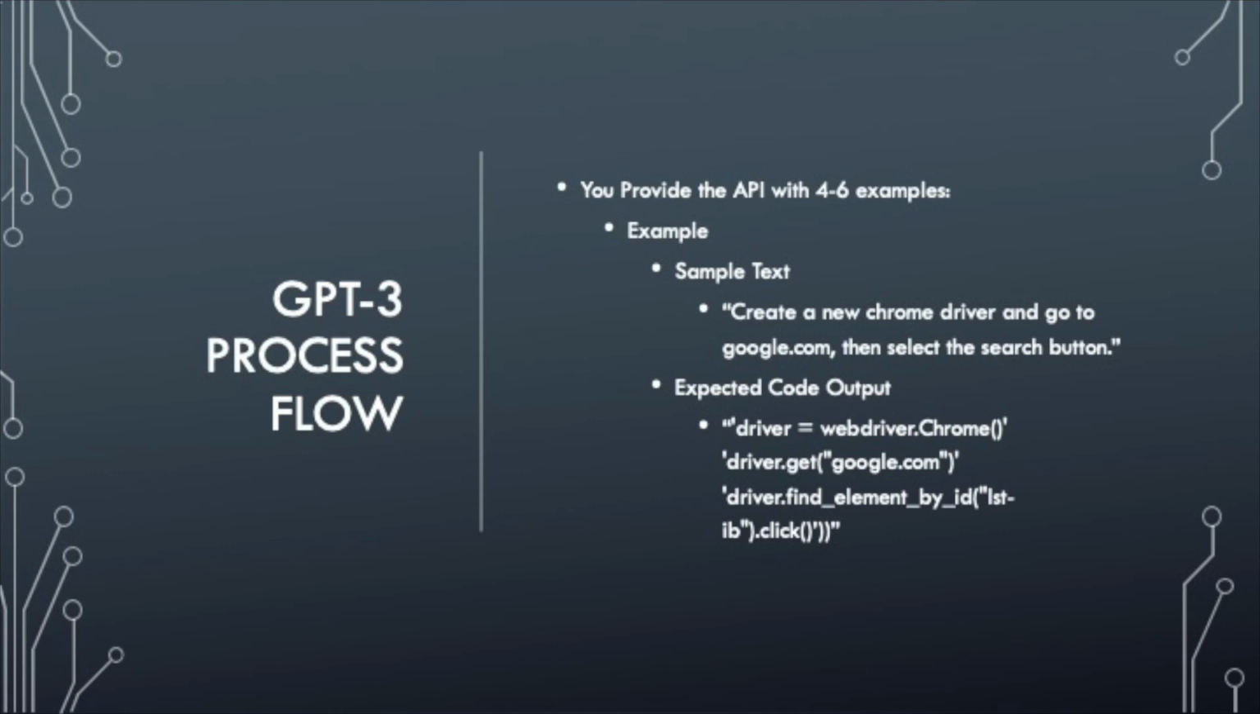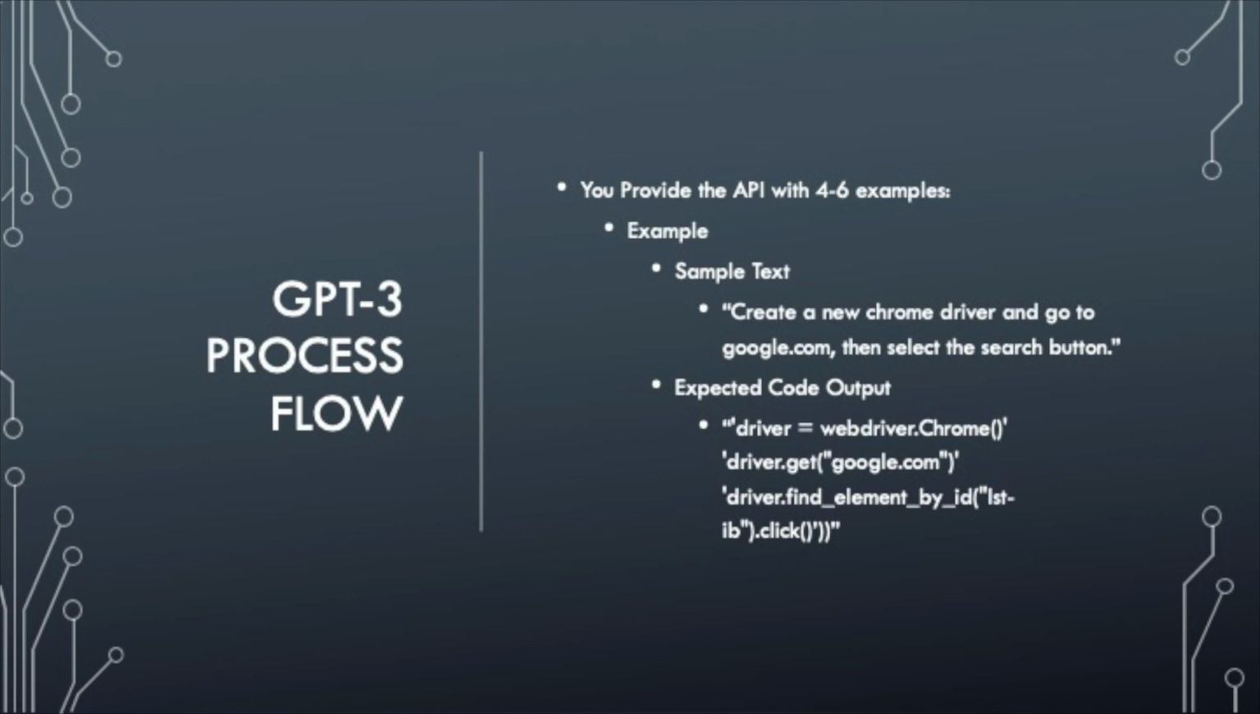So let's take a look at an example of what the GPT-3 plus test automation process flow would look like. The first thing you need to do is provide the API with 4 to 6 examples. The reason for 4 to 6 examples is that's what I've found to be the best result. For the example, we need to send a sample text of what we want to test. So for our sample here, we're going to send: create a new Chrome driver and go to google.com, then select the search button.